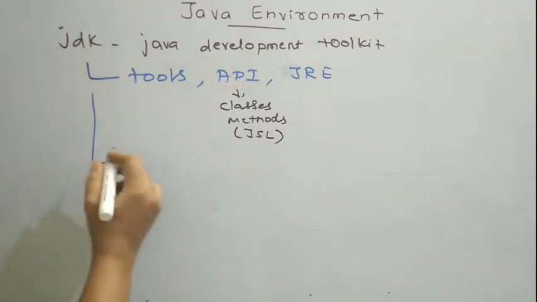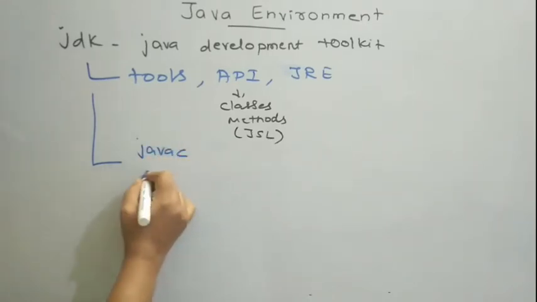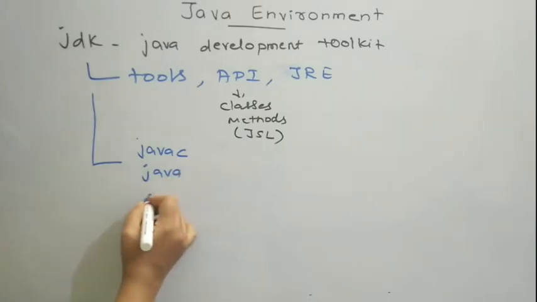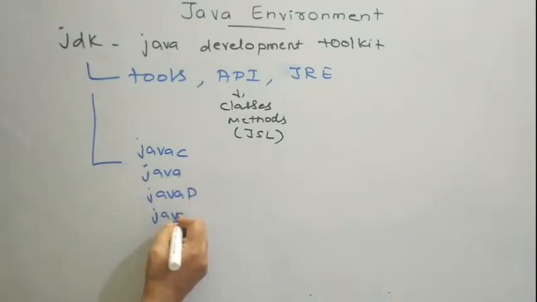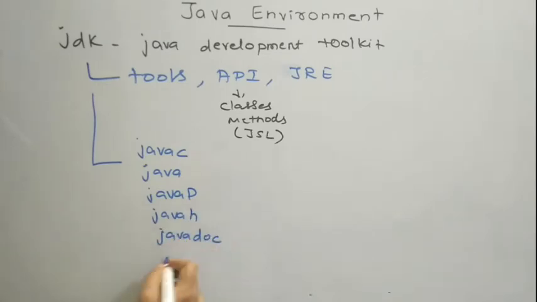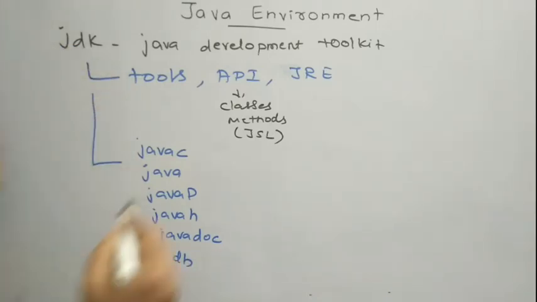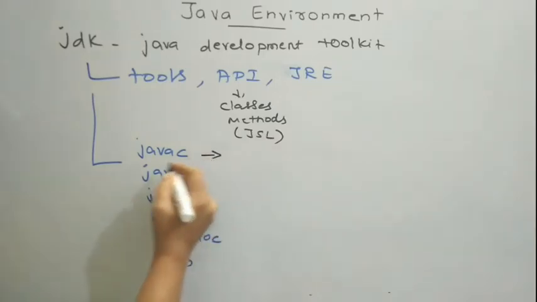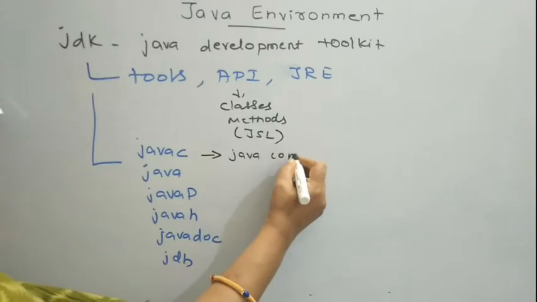What are the tools it contains? It contains the tools javac, java, javap, javah, javadoc, jdb. These are all the different tools supported by JDK. Among these we have javac. Javac is a Java compiler.